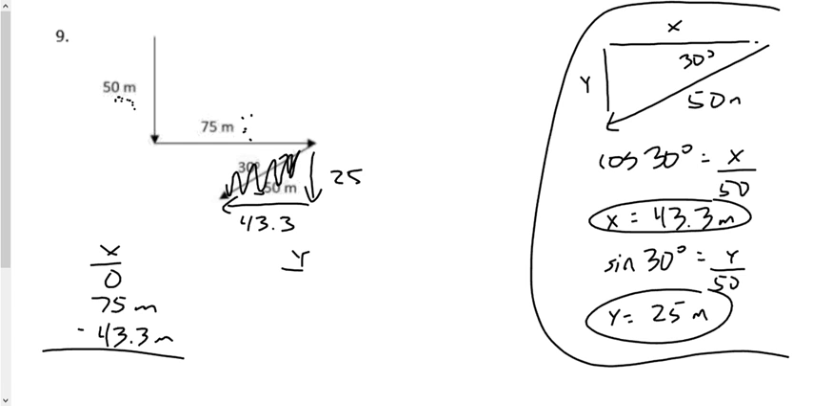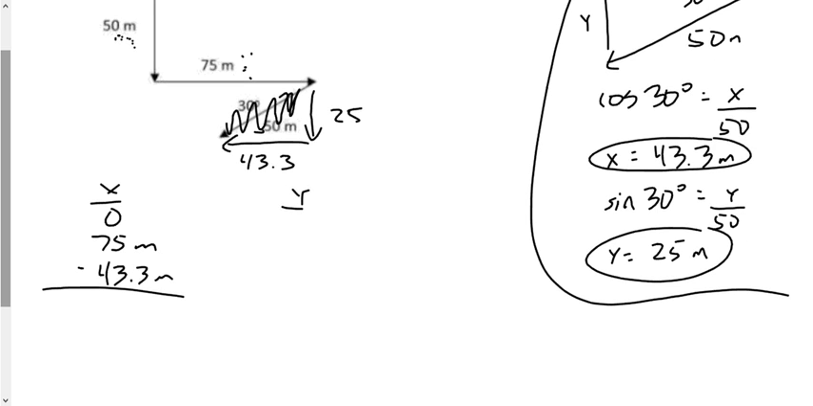43.3, like over here, we've clearly identified that it's 43.3. Colton recognizes that it's negative because it is down and left. So because it's left, it's got to be negative. 75 plus negative 43.3 is going to give me 31.7. Is that right? 31.7 meters. Now, do the y components.